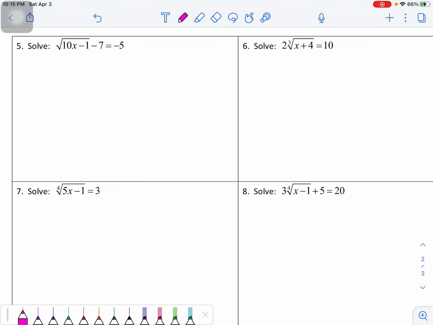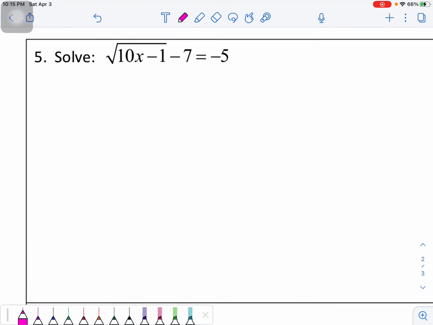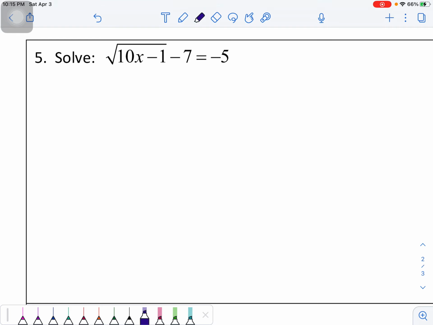All right, so let's continue solving some radical equations. In this video, I'm going to do 5 through 8. So let's go ahead and jump right into problem number 5 here. First thing I want to look at is the radical. So the radical is the square root of 10x minus 1.